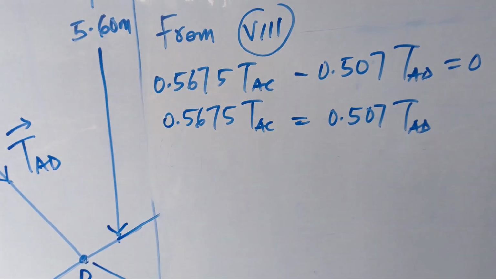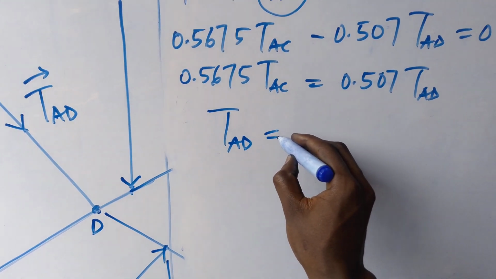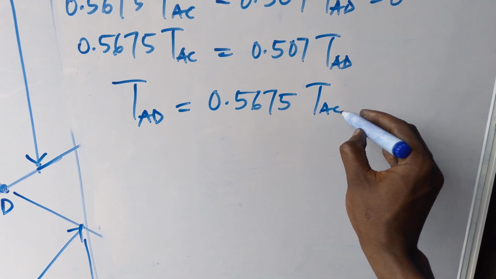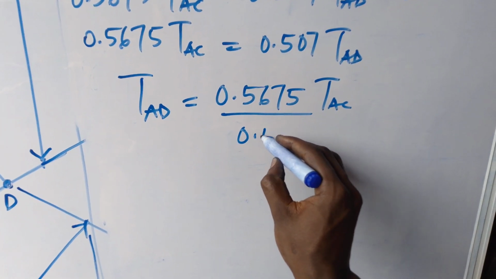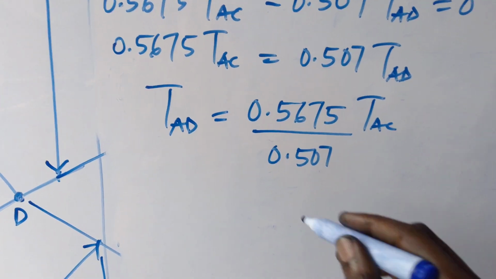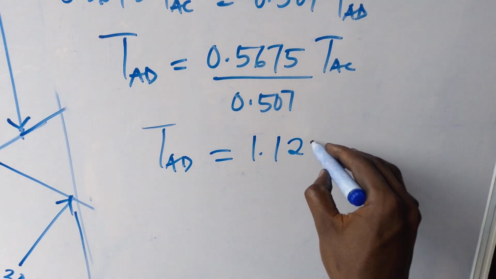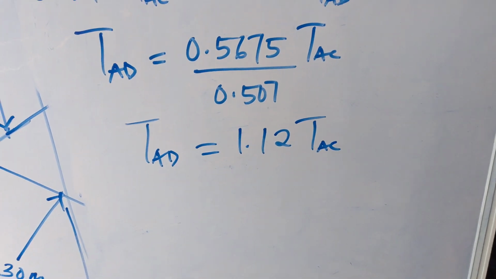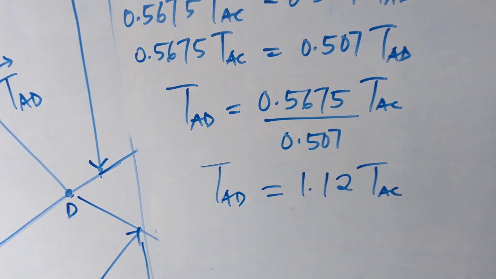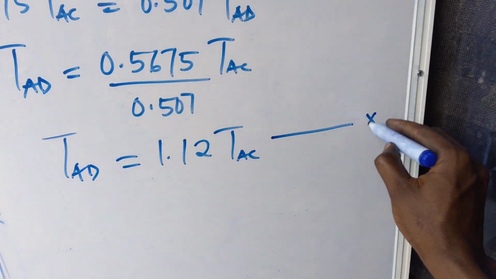If I divide by the coefficient of TAD, I have that tension AD equals 0.5675 TAC divided by 0.507. And if I divide that now, TAD is equal to 1.12 TAC. I was using my calculator, I approximated it to 2 decimal places. So I had 1.12 TAC. I can call this one equation 10.